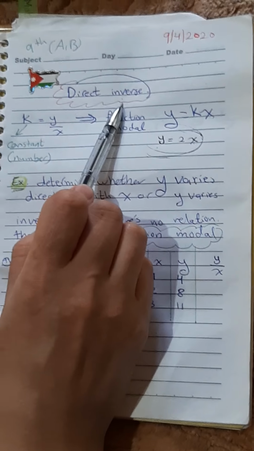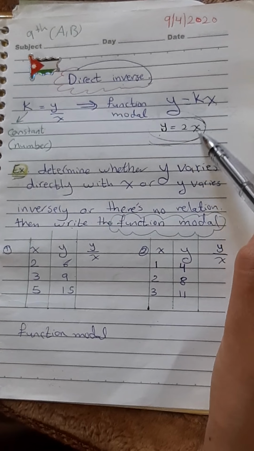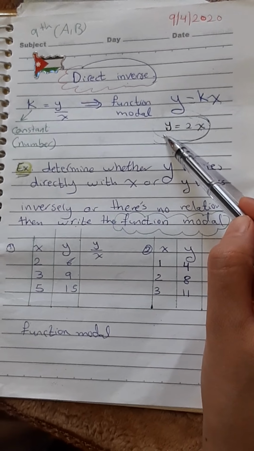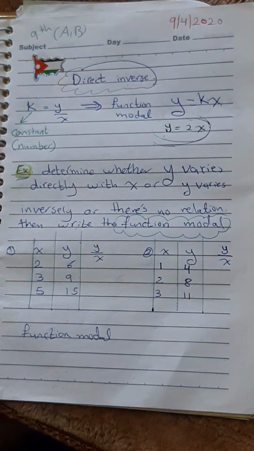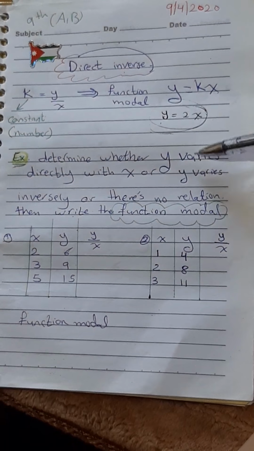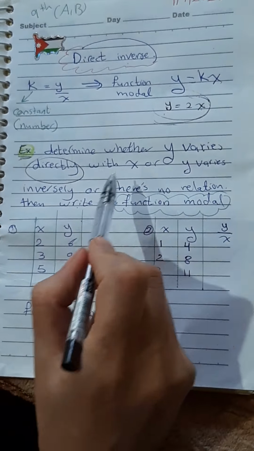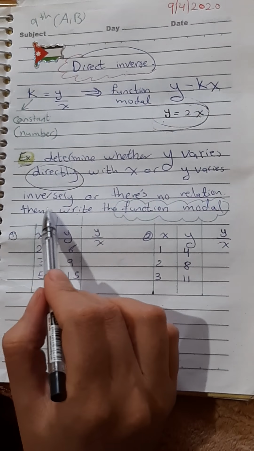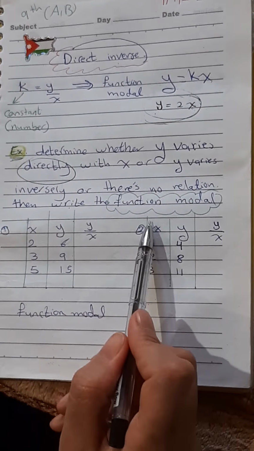So direct variation is a relationship between two variables. If you multiply one of them by a constant, you will get the other one. This form, we call direct variation between x and y. Let's take an example. Determine whether y varies directly with x or y varies inversely or there is no relation. Then write the function model.